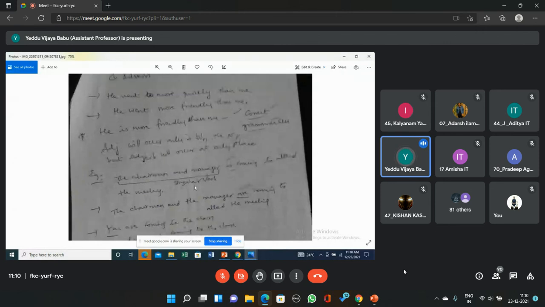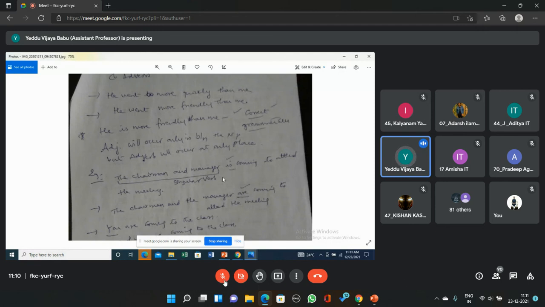The chairman and manager is coming. How is it? It's very important for competitive exams also. It looks a bit complex, but when you understand the logic behind it, it's very easy to represent. The chairman and manager is coming to attend the meeting. The chairman and manager is coming to attend the meeting is the sentence. How is it correct in this aspect? The chairman and manager is coming.